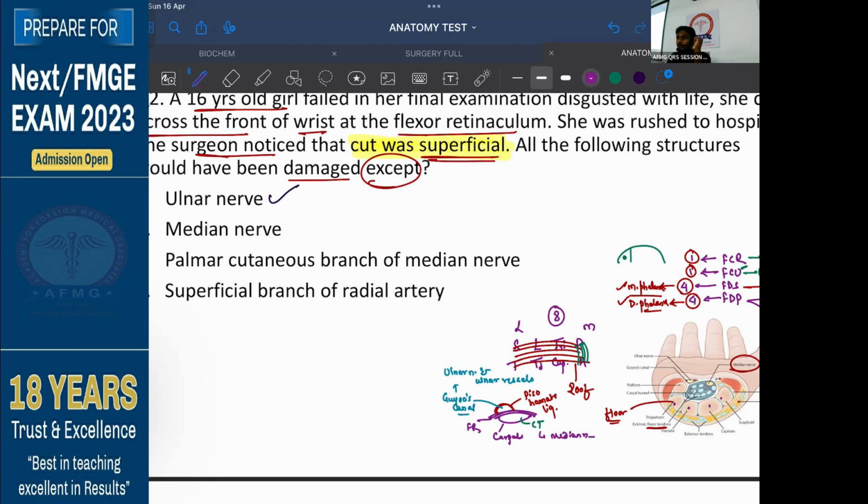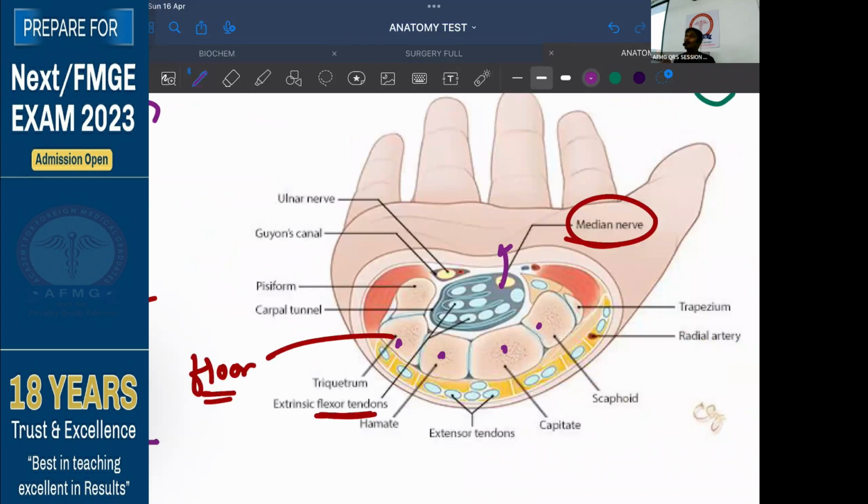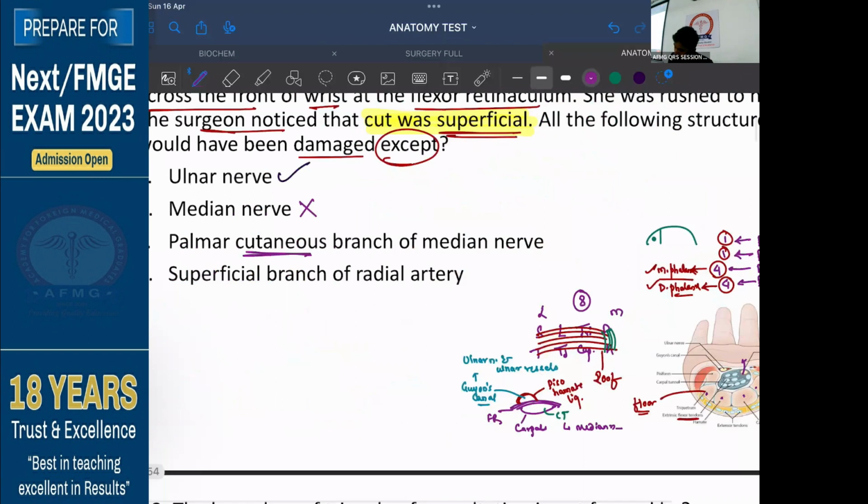Median nerve is superficial or deep? It is deep in the carpal tunnel. Therefore, it cannot be injured. Palmar cutaneous branch of the median nerve. Now, the whole median nerve goes inside the carpal tunnel, but one of the branches which has to supply the skin, cutaneous का मतलब क्या होता है? Skin. So one of the branches which needs to supply the skin will come out of the carpal tunnel. तो ये देख लो, एक मीडियन नर्व की ब्रांच जो है ऊपर से जाती है, that is called the palmar cutaneous branch, the one which will supply the skin of the palmar aspect of the hand. ठीक है, तो इस स्किन को जो सप्लाई करेगी, that is what is called the palmar cutaneous branch of the median nerve. तो वो superficially जा रही है, because it needs to innervate the skin. Therefore, it will also be damaged.